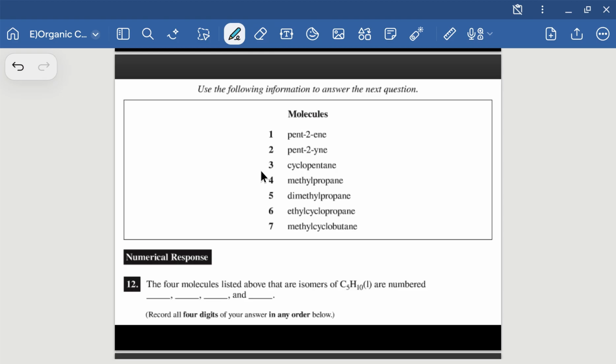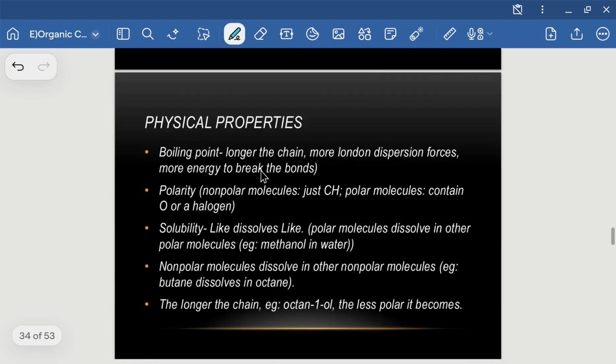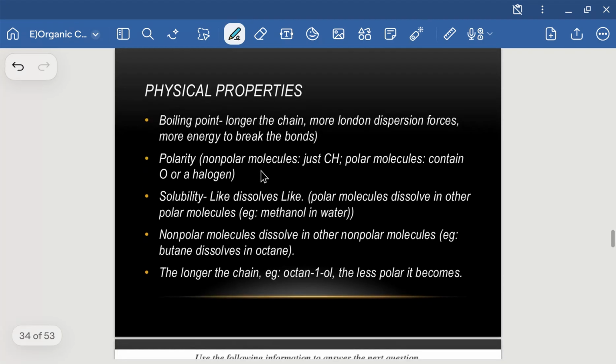Okay. Now this is going into a little bit of the theory behind this. So you want to know the physical properties. So like boiling point, the longer your chain is, right? So like pentane is longer than methane. The longer you are, the higher your boiling point. Polarity, so if you have something that is polar, you will have a higher boiling point. Solubility, just don't forget what you already know, like dissolves like. So polar molecules will dissolve in water or anything that's polar, non-polar will not. And then the longer the chain, the less polar it becomes.